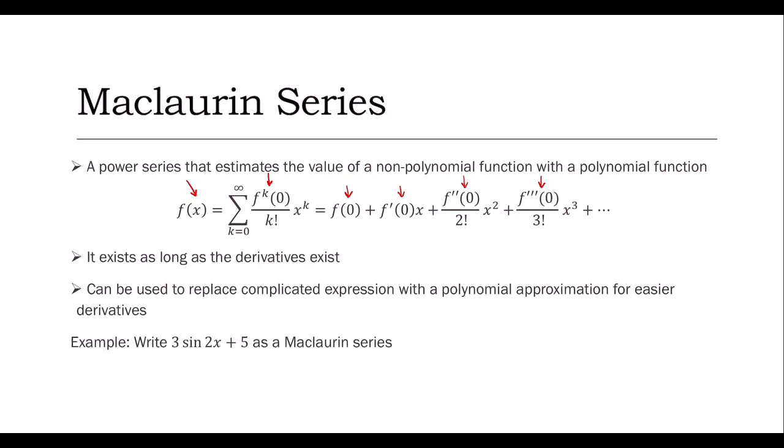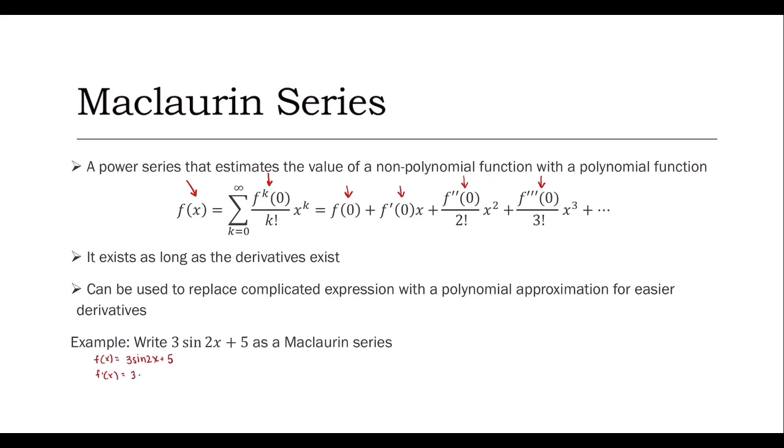So your Maclaurin series will exist as long as the derivative exists. And it can be used to replace complicated expressions with a polynomial approximation for easier derivatives and limits. So for example, it says write 3 sine of 2x plus 5 as a Maclaurin series. So the 3 would stay out front.